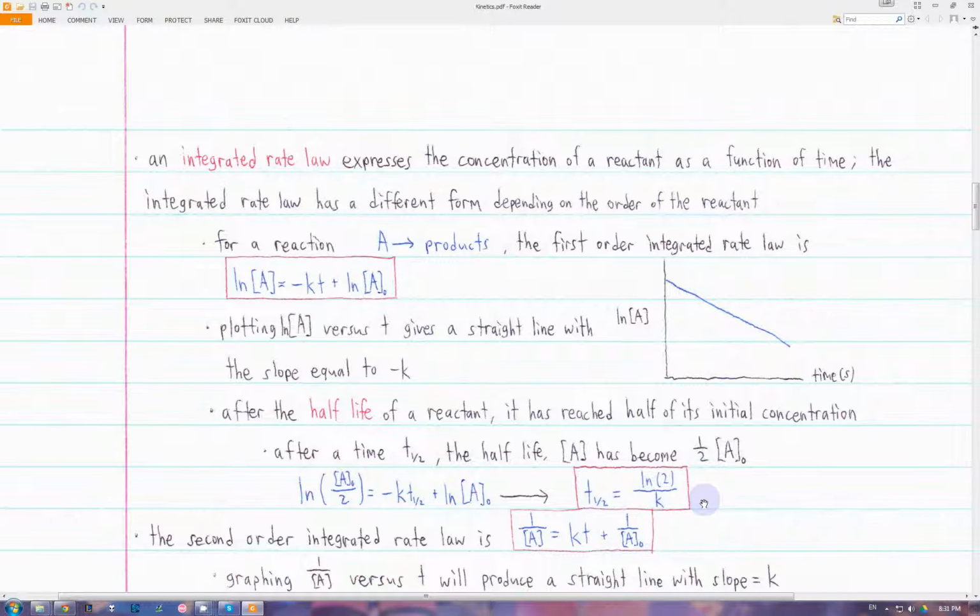Notice how the half-life does not change, because ln of 2 is a constant and k is also a constant. So for a first order reactant, each half-life is the same amount of time.